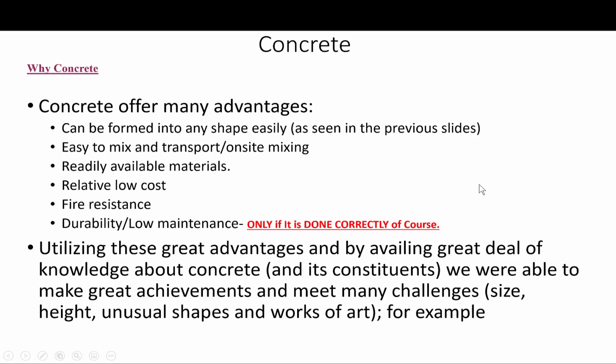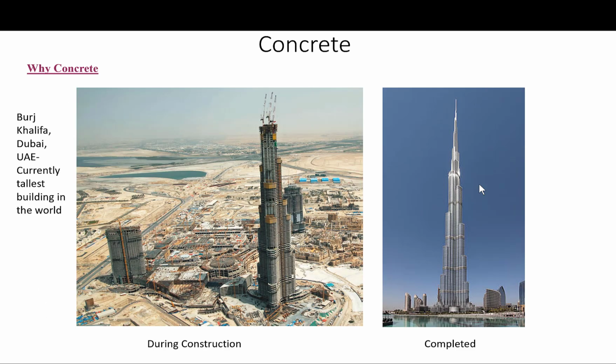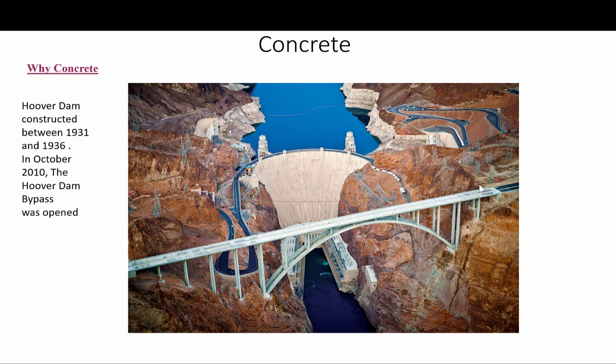Okay, utilizing these great advantages and by availing a great deal of knowledge about concrete and its constituents, we were able to make great achievements and meet many challenges: size, height, unusual shapes, and works of art. For example, the Burj Khalifa in Dubai, which is currently the tallest building in the world. Its core is made out of concrete. The Hoover Dam was constructed between 1931 and 1936, and in October of 2010, the Hoover Dam bypass was opened. As you can see, great achievements with the use of concrete.